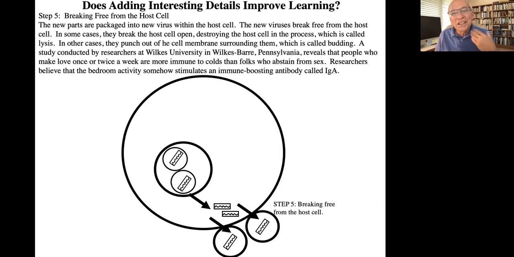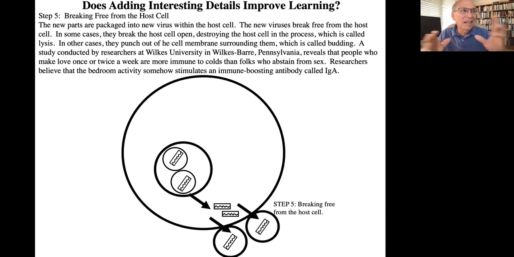In this case, the seductive details are in the last 2 sentences, which talk about a study that was done in Pennsylvania showing that people who make love once or twice a week are more immune to colds than people who abstain. We did a pilot study and found that we had USCSB students rate how interesting various facts about viruses were. And this was their number one most interesting fact. So we put that in here. Each of the slides either has a seductive detail or not.